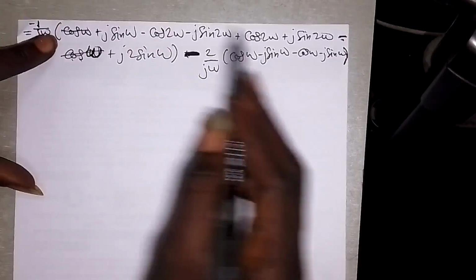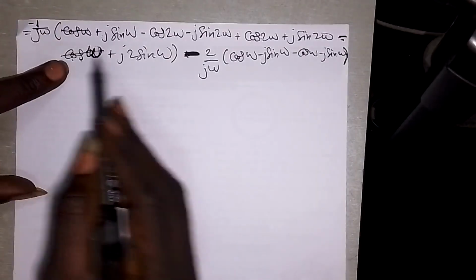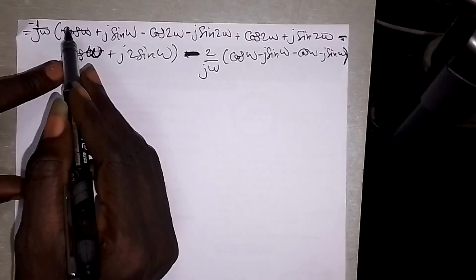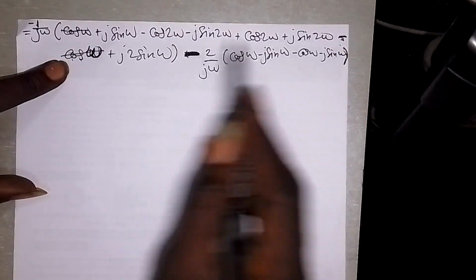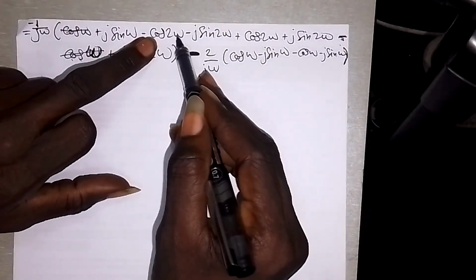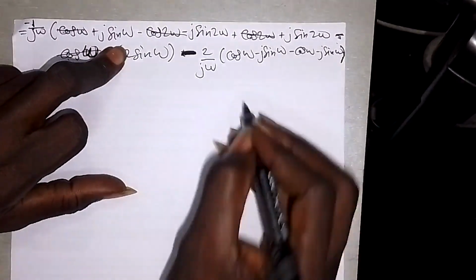They are opposite, just as this term and this term were opposite. Why am I saying it's opposite? Because it's negative cos omega here and positive cos omega there, so positive cos omega and negative cos omega will cancel. And here you have negative cos 2 omega and positive cos 2 omega. They will also cancel.